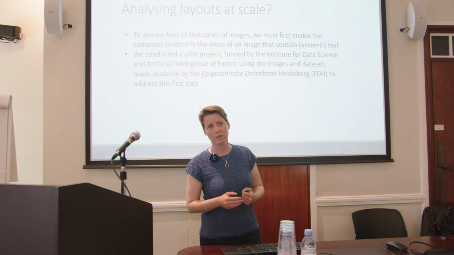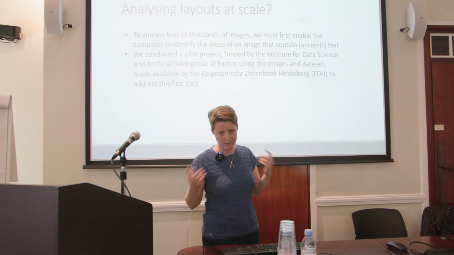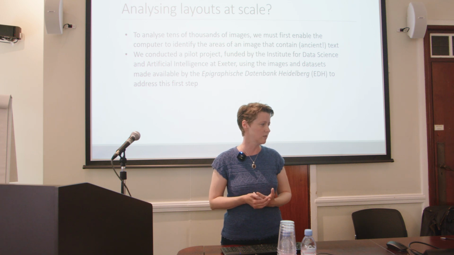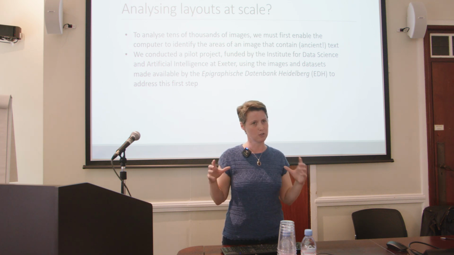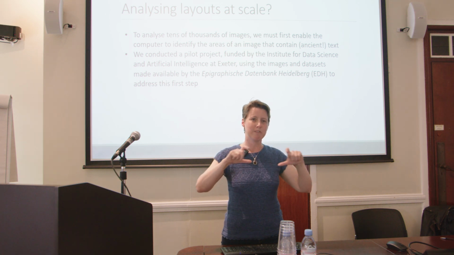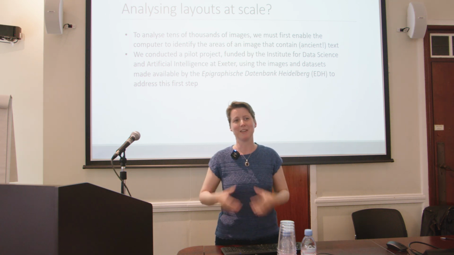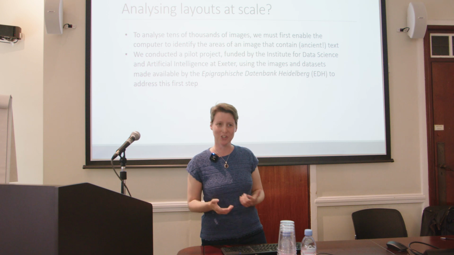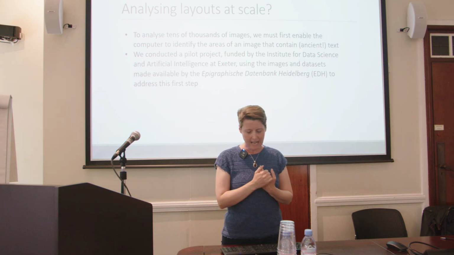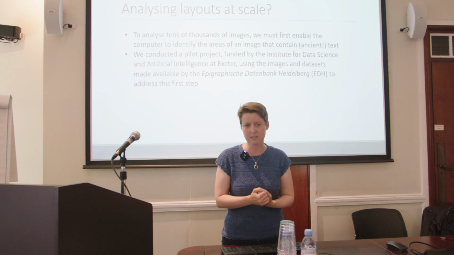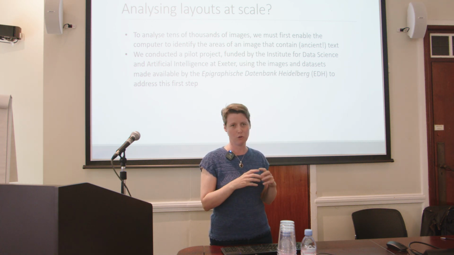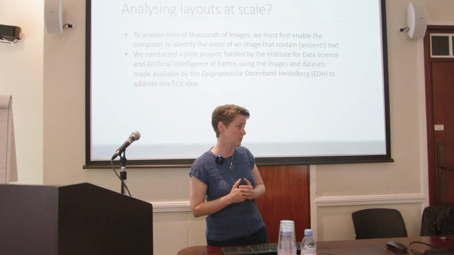So the first thing we need to do, if we want to analyse inscriptions at scale, given that we have tens or hundreds of thousands of images of inscriptions, if we're doing this computationally, is ensure that the computer understands where in the image the text is. Now that's a really basic thing, but it's actually really hard to do when it comes to inscriptions, as we'll see. And we wanted to conduct a pilot project to see whether or not we could get to that first stage.